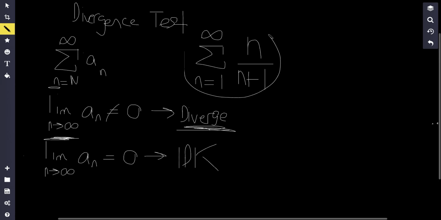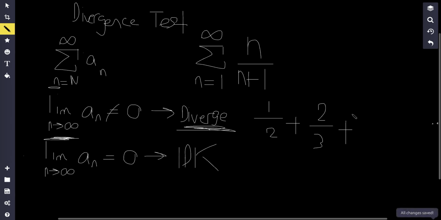Now, let's say I have this series right over here. When n is equal to 1, we have 1 divided by 1 plus 1, which is 1/2. When n is equal to 2, we have 2 divided by 2 plus 1, which is 2/3. When n is equal to 3, we have 3 divided by 3 plus 1, which is 3/4. So notice how as our n value increases, the value of my term also increases, because 2/3 is greater than 1/2 and 3/4 is greater than 2/3.